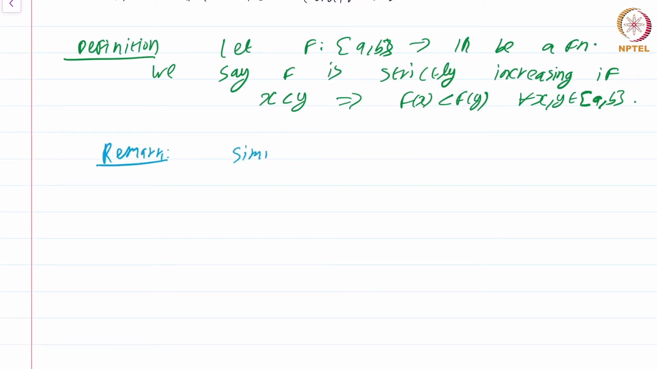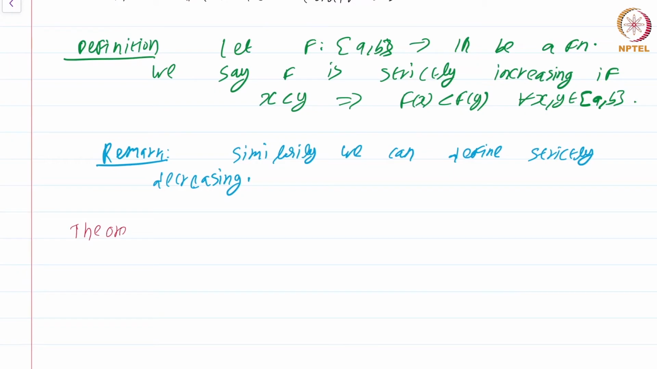Similarly, we can define strictly decreasing. We will see more about these functions when we talk about derivatives, especially when we interpret the sign of the second derivative. So the following theorem is really interesting.